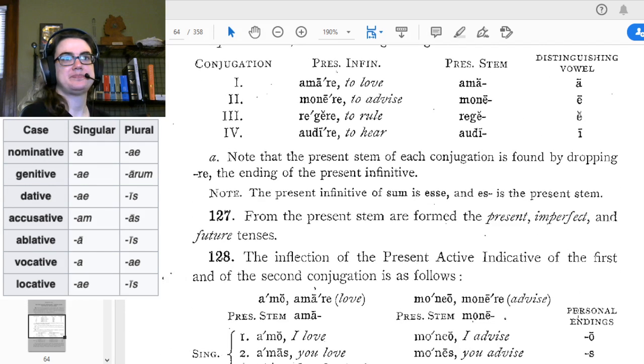So anyway, note that the present stem of each conjugation is found by dropping RE, which is the ending of the present infinitive.